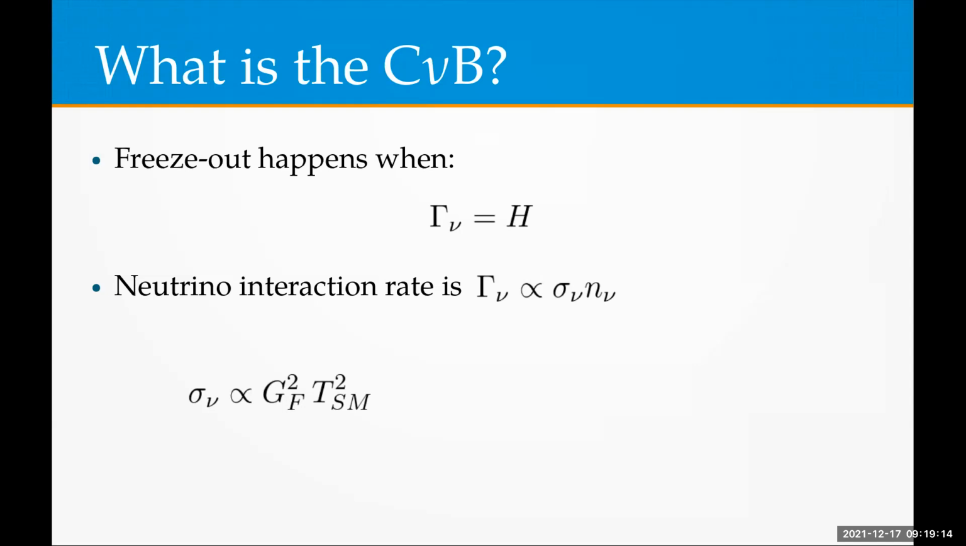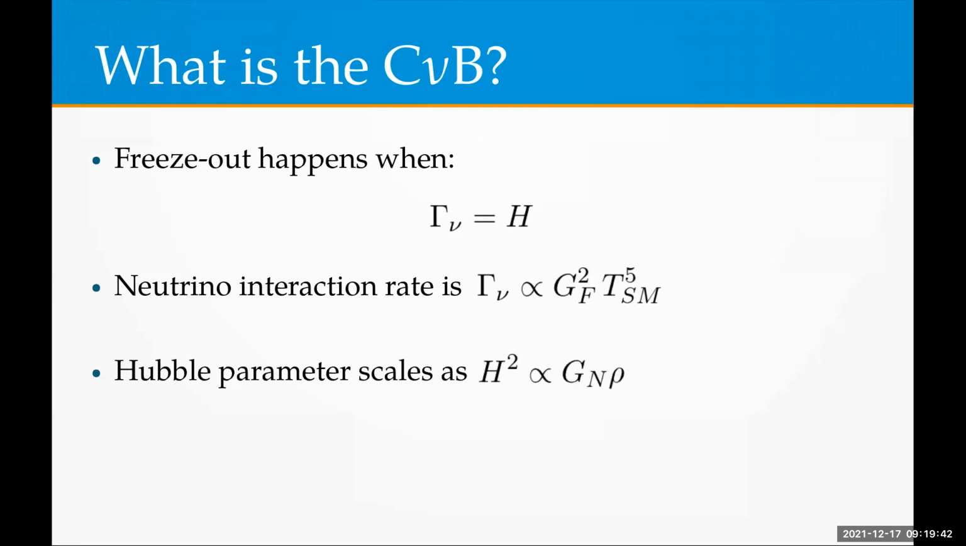And you can see this temperature squared dependence just by, say, looking at dimensional analysis. The neutrino number density, if we assume a Fermi-Dirac distribution, is given by the integral over this distribution, which we find comes out to be approximately proportional to the temperature cubed. So we can go ahead and plug that all in, and we find that the neutrino interaction rate goes like G_F squared times the temperature to the 5th power.